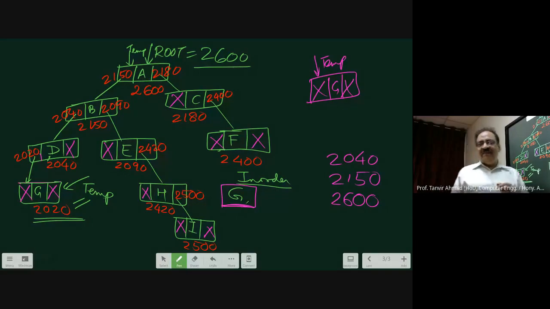Now here what two of you have written correctly? I will pop 2040 and I'll make temp is equal to 2040. Then what I will do? I will just be able to do this. I will make it like this, and therefore temp will now point to this guy.